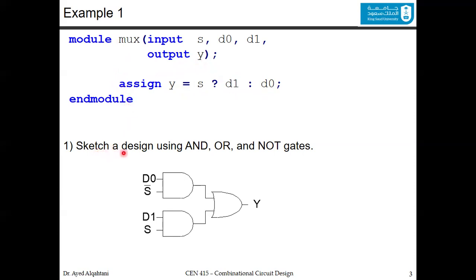Now, if you were asked to sketch a design using AND, OR, and NOT gates, this is what you would do if you use symbol gates, the ones that we studied in logic design. So you have D0 with S bar and D1 with S. You have a two-level design: two-input ANDs followed by an OR. So you can see that the output is going to be D0 when S is equal to 0, and it's going to be D1 when S is equal to 1.